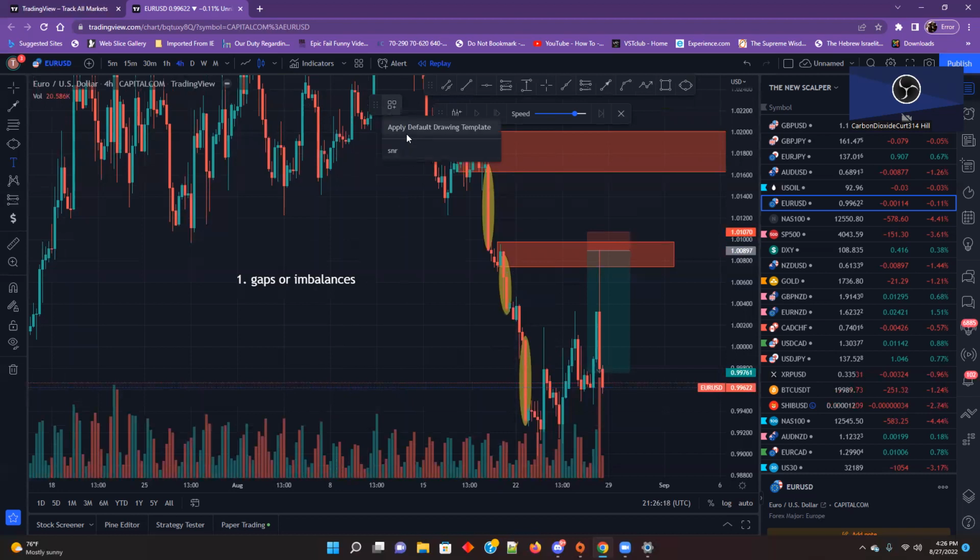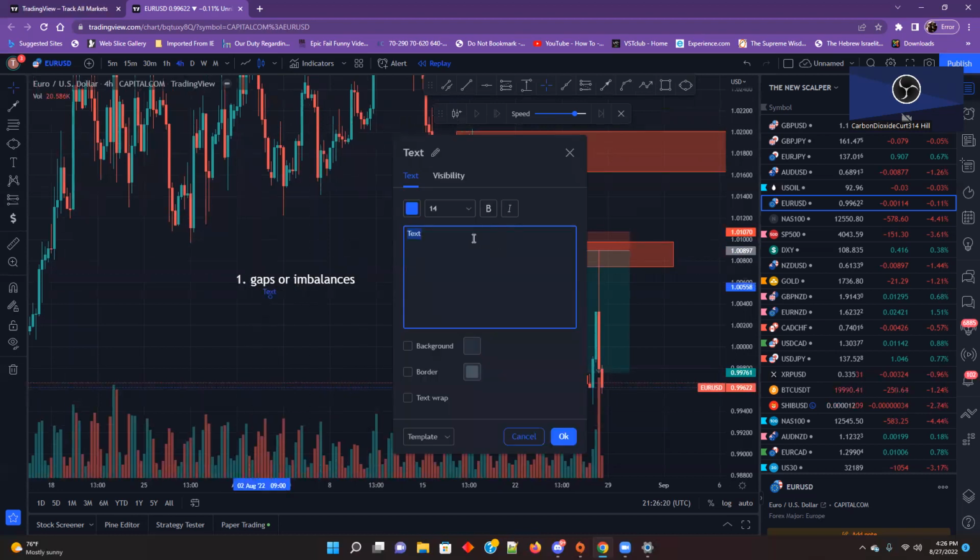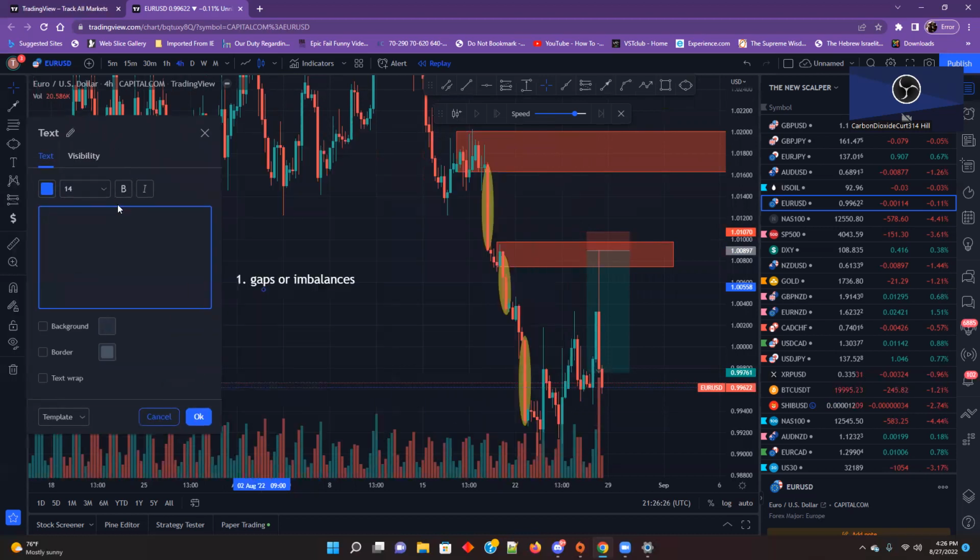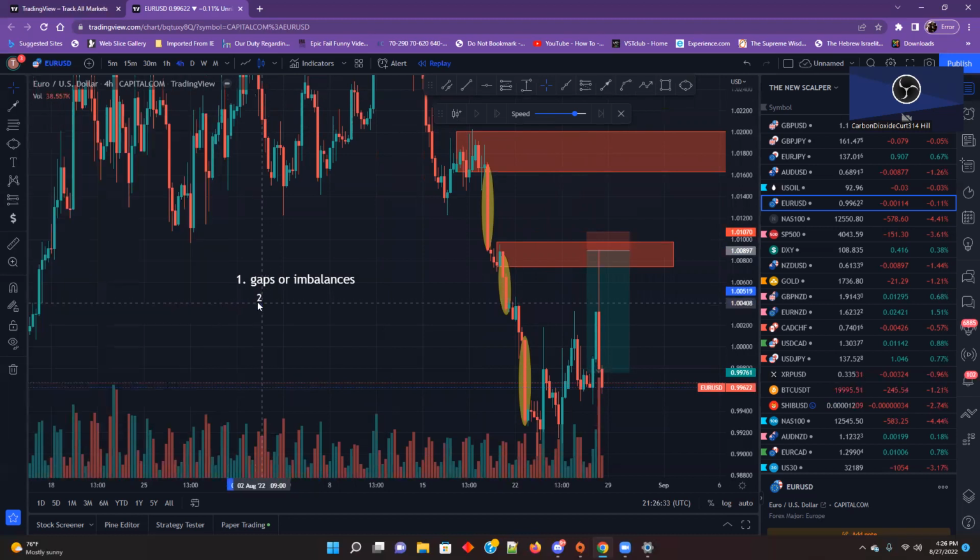All right. So gaps and imbalances is the first one. All right, so the second one, let's make it the same color. 20, put it right there.